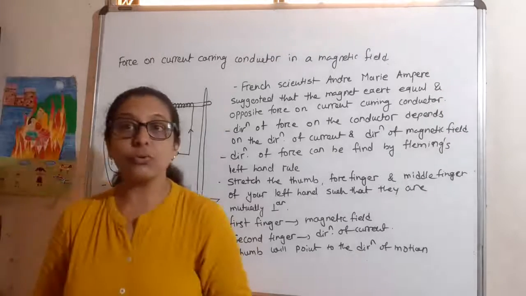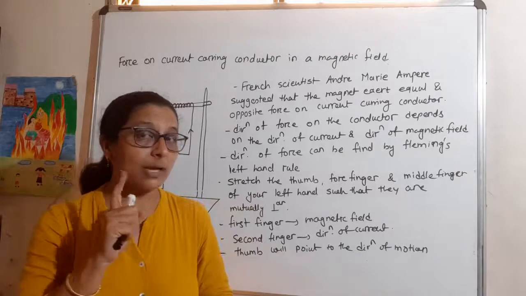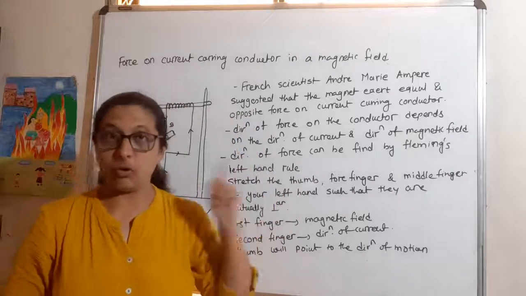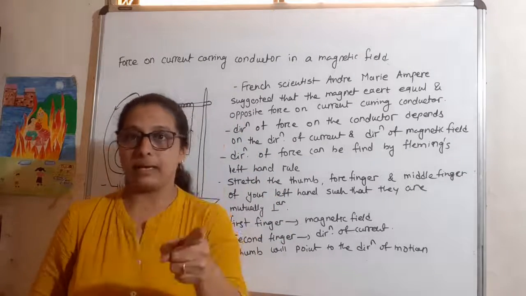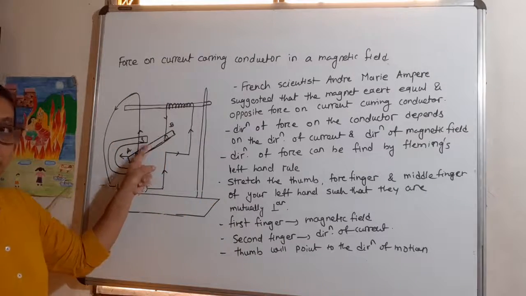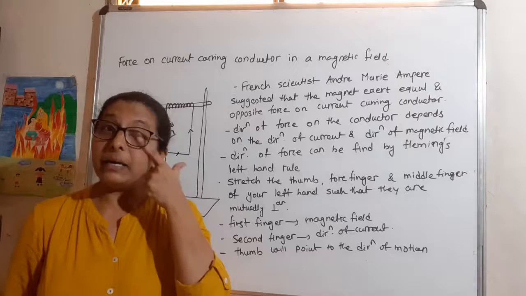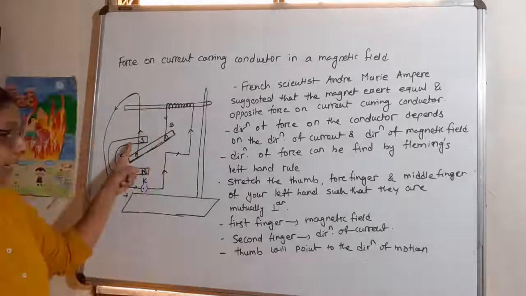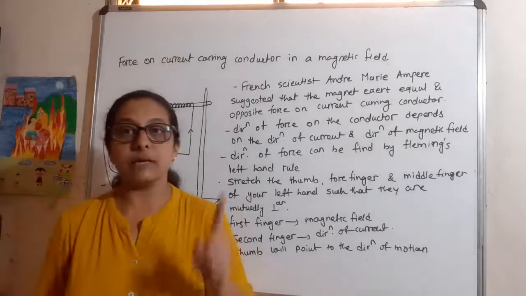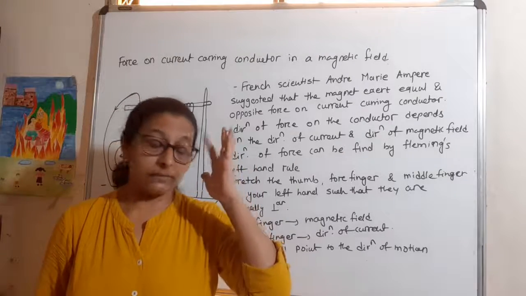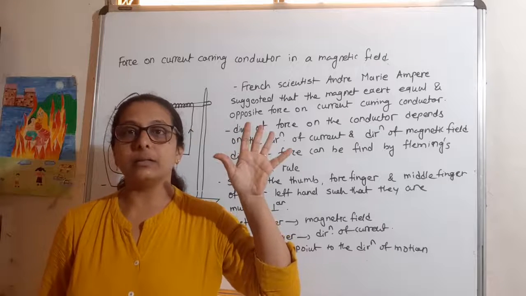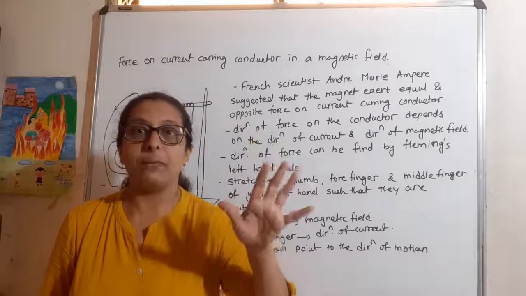Fleming left hand rule says that, पहले कौन सा रूल आया था? राइट हैंड रूल. अब डायरेक्शन ऑफ फोर्स, कौन फोर्स अप्लाई करता है? मैग्नेट. किसके ऊपर करता है? करंट कैरिंग कंडक्टर के ऊपर. So the force applied by the magnet on the current carrying conductor, the direction of force can be found by this left hand rule of Fleming.